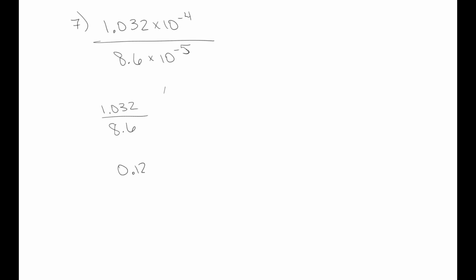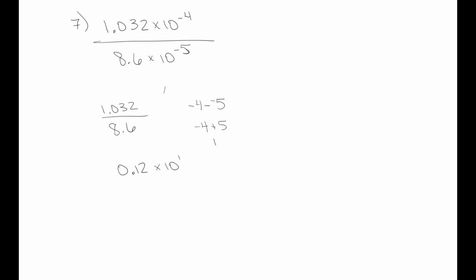Okay. Now again, we're dividing. So what do we do with our exponents when we divide? We subtract. So negative 4 minus a negative 5. That double negative becomes plus. So that would just be 1. So we've got times 10 to the 1.